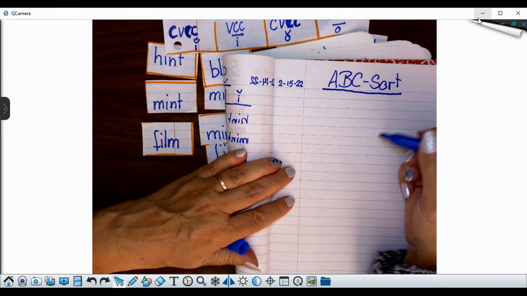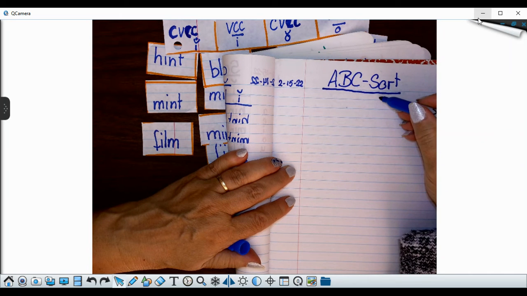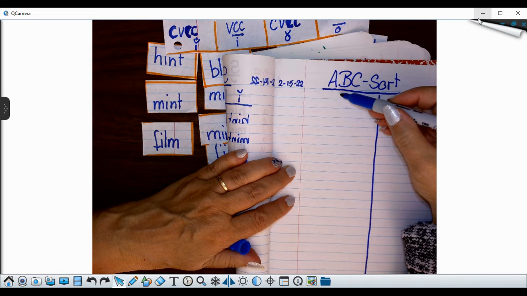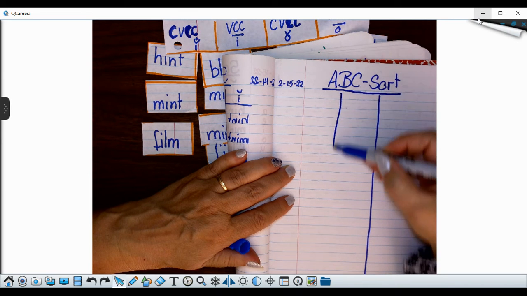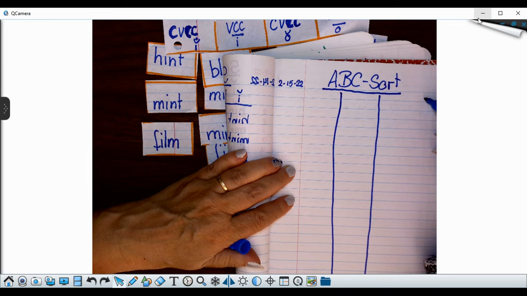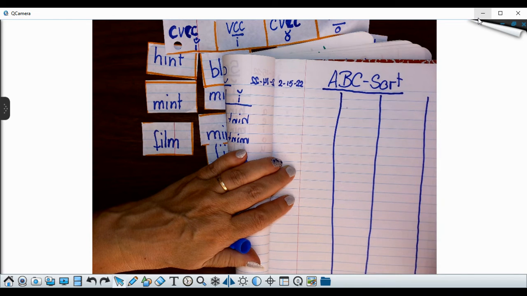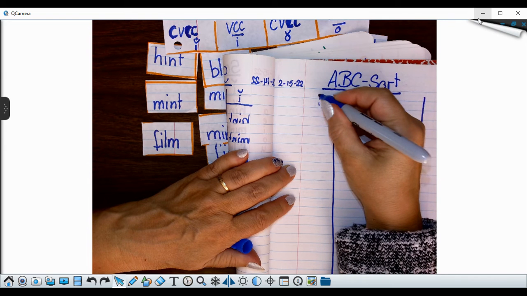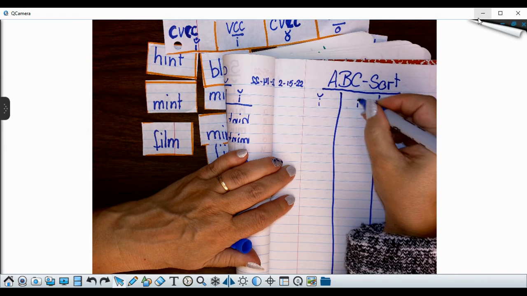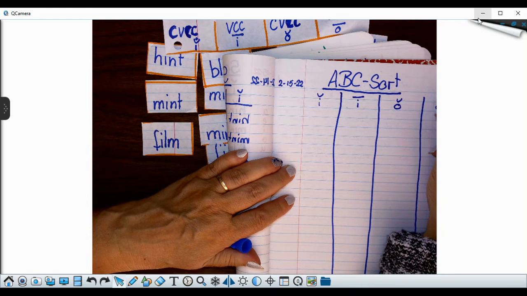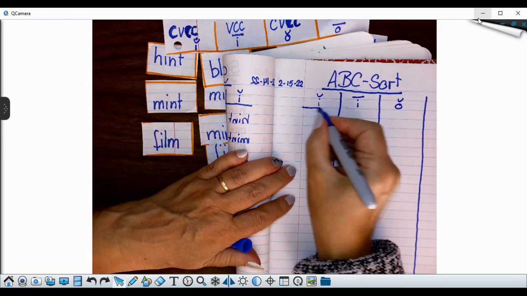So now I have to go to the middle of my page and draw a line straight down because I still have 4 categories. And I'm going to go to the middle of that half and go straight down as straight as I can. If it's not perfect, it's all right. I go to the middle of this half and go straight down. And I'm going to label my headers. And my headers are the short I, the long I, the short O, and the long O. And then I'm going to underline my headers.